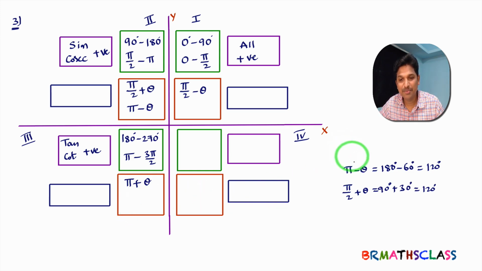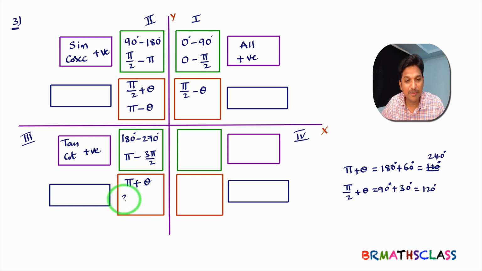See here, pi plus theta, here only I will take pi plus theta. Pi means 180. 180 plus 60 is what? 180 plus 60 is 240 degrees. 240 degrees lies in which quadrant? Third quadrant. So 200 degrees lies in which quadrant? Third quadrant. 240 degrees, third quadrant. 260 degrees, third quadrant. What is the angle range of third quadrant? 180 degrees to 270 degrees. Okay. So pi plus theta lies in which quadrant? Pi plus theta lies in third quadrant.